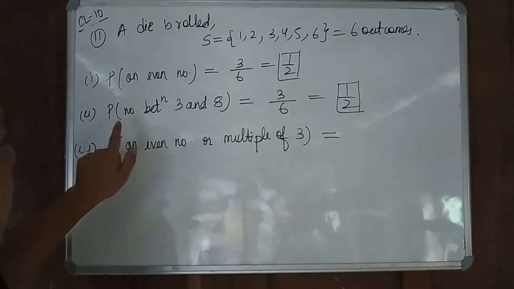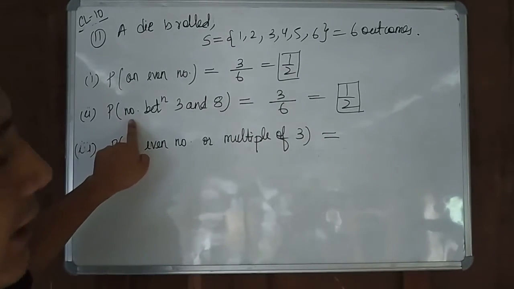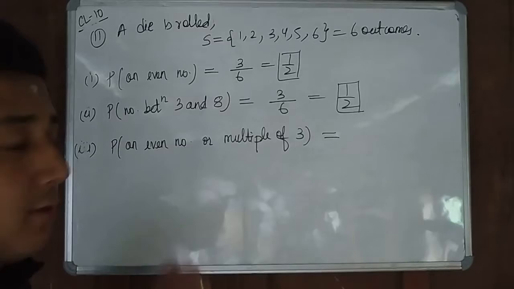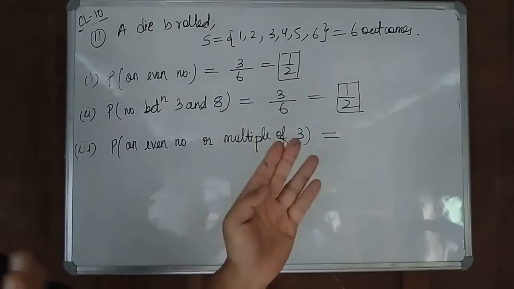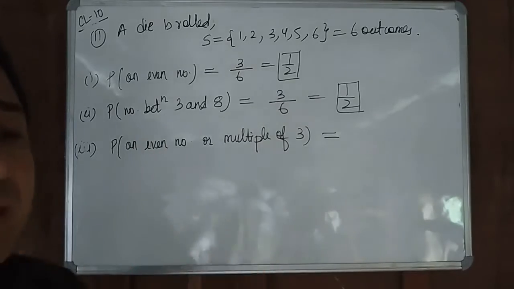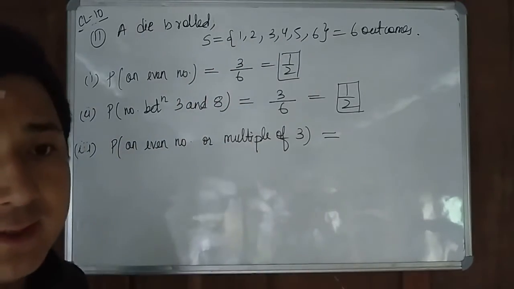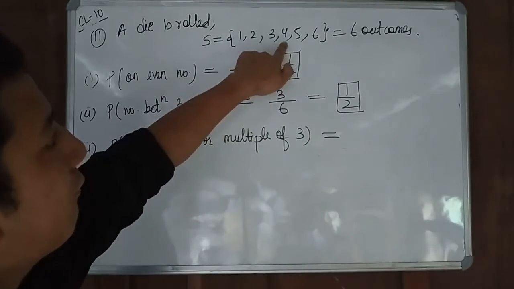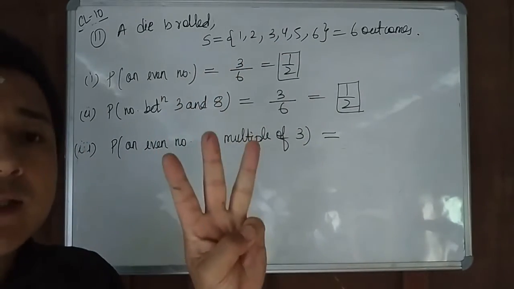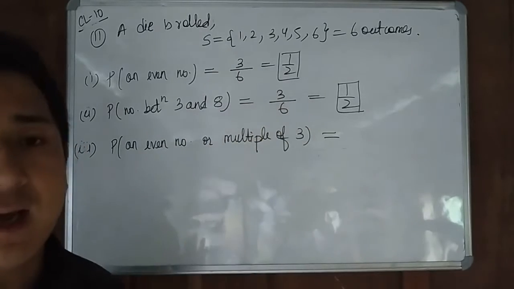Number 2, find the probability of getting a number whenever a die is rolled. Find the probability of getting a number between 3 and 8. Between 3 and 8. First of all, there are only 6 faces. That is 1, 2, 3, 4, 5, 6. Now between 3 and 8, the numbers which come between 3 and 8 are 4, 5 and 6. So again 3 chances, so 3 by 6 will be half.